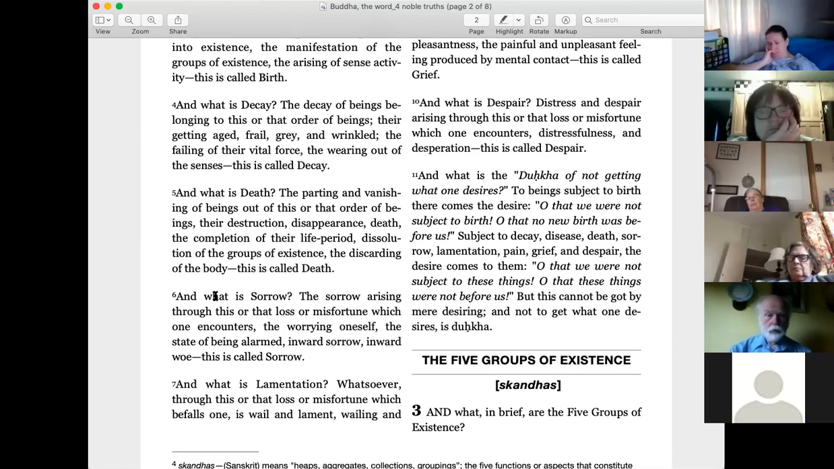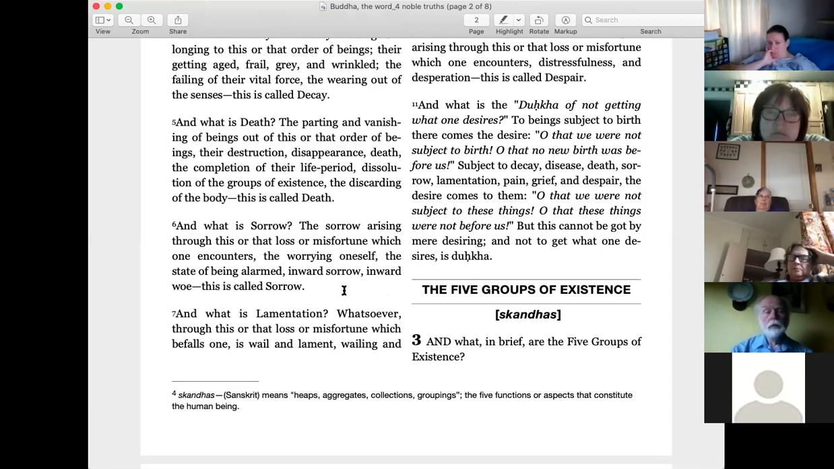And what is death? Death is the parting and vanishing of beings out of this or that order of beings, their destruction, disappearance, death, the completion of their life period, the dissolution of the groups of experience, the discarding of the body. This is what we call death. So that also is a form of dukkha. And all of us and all things in our world are subject to death.